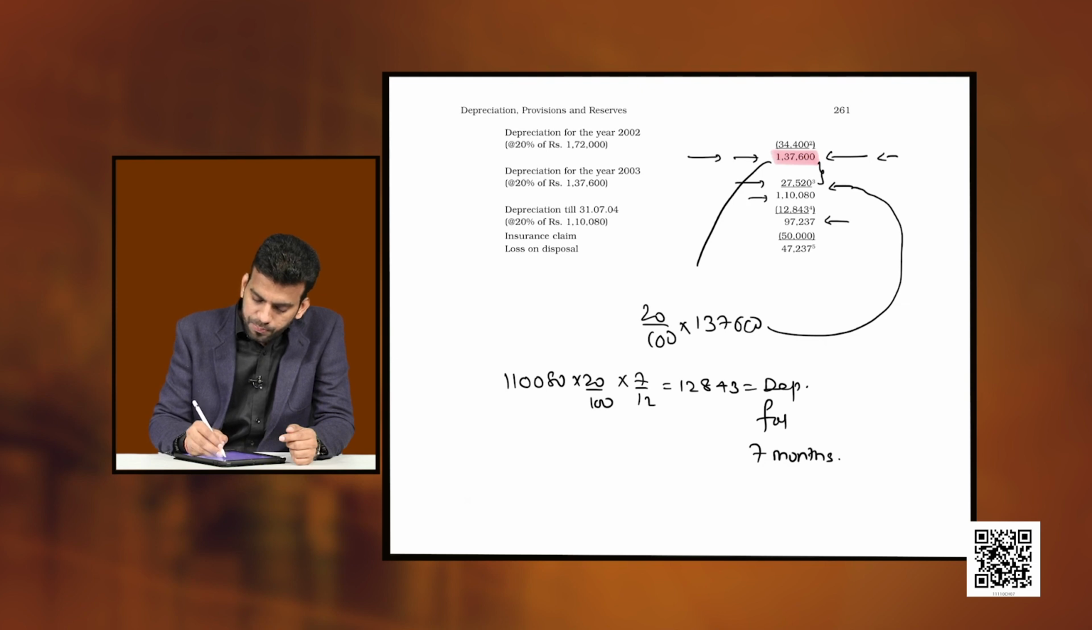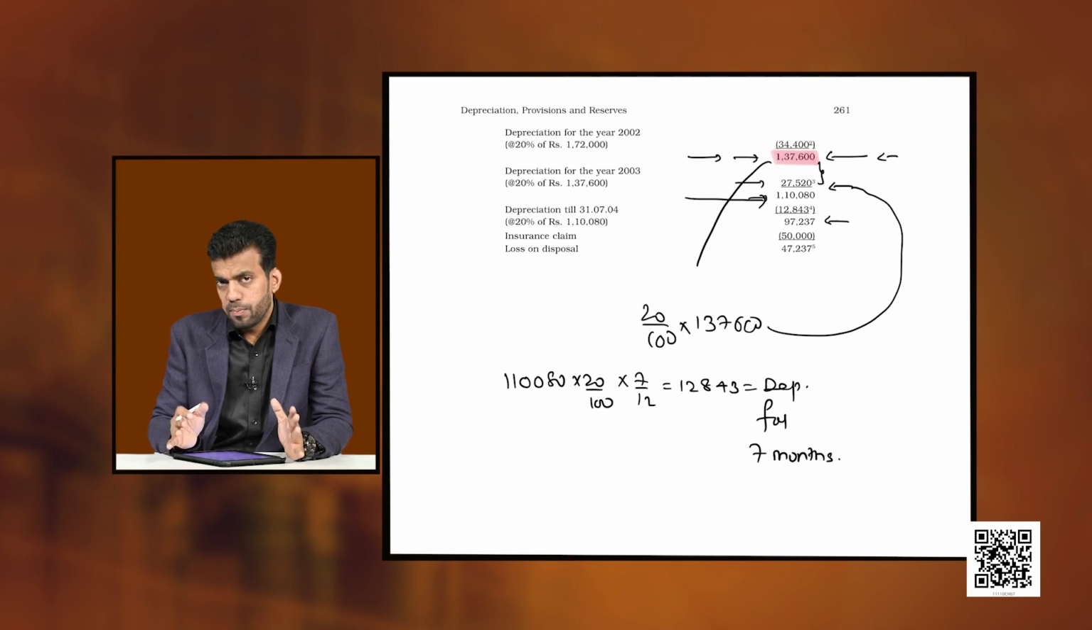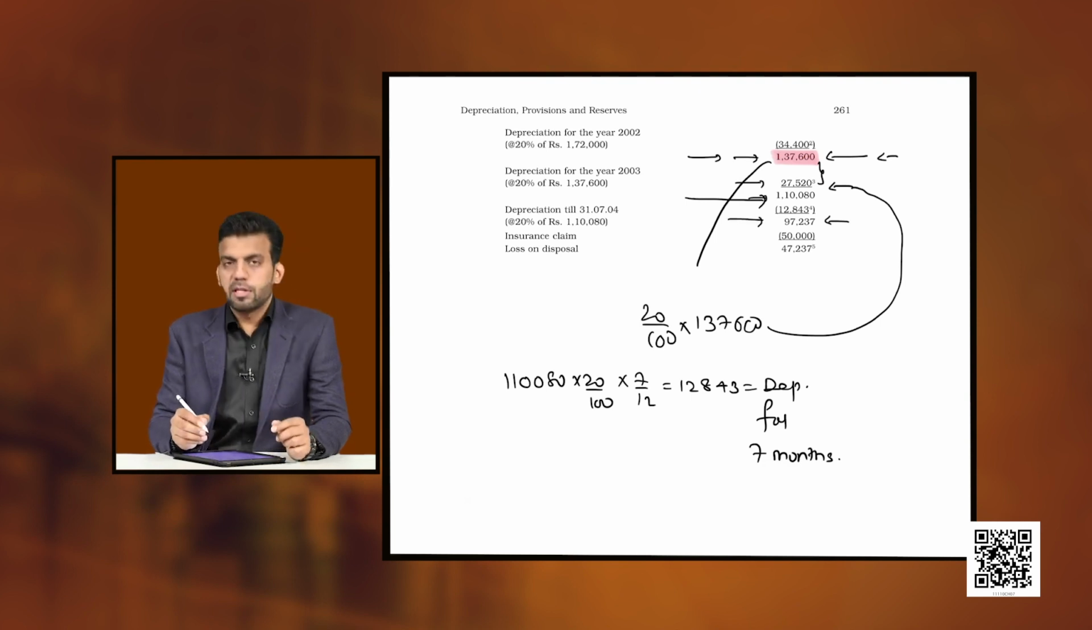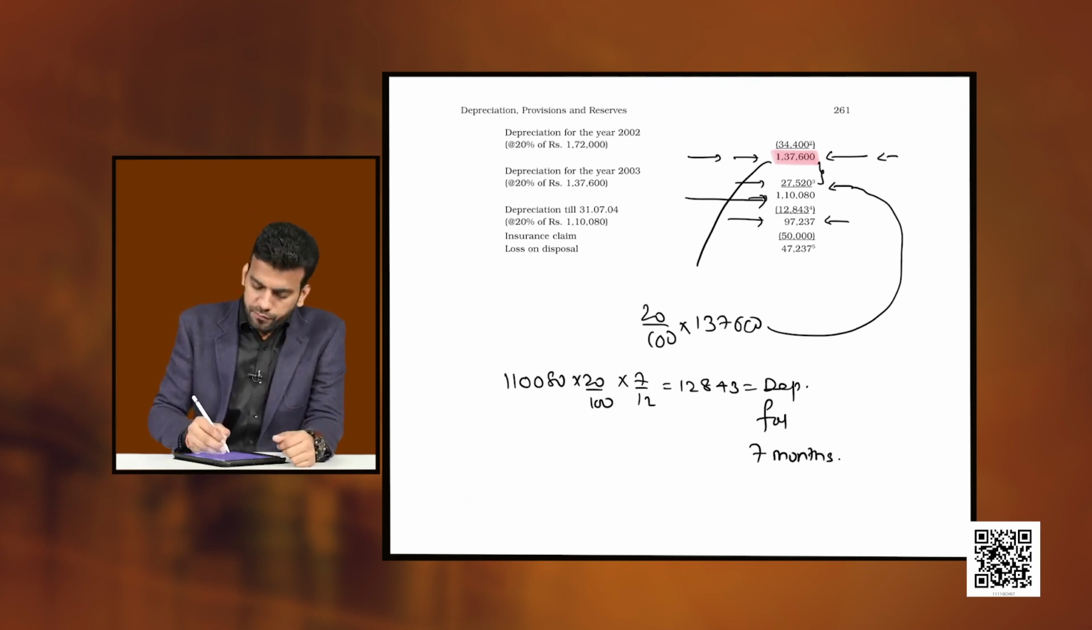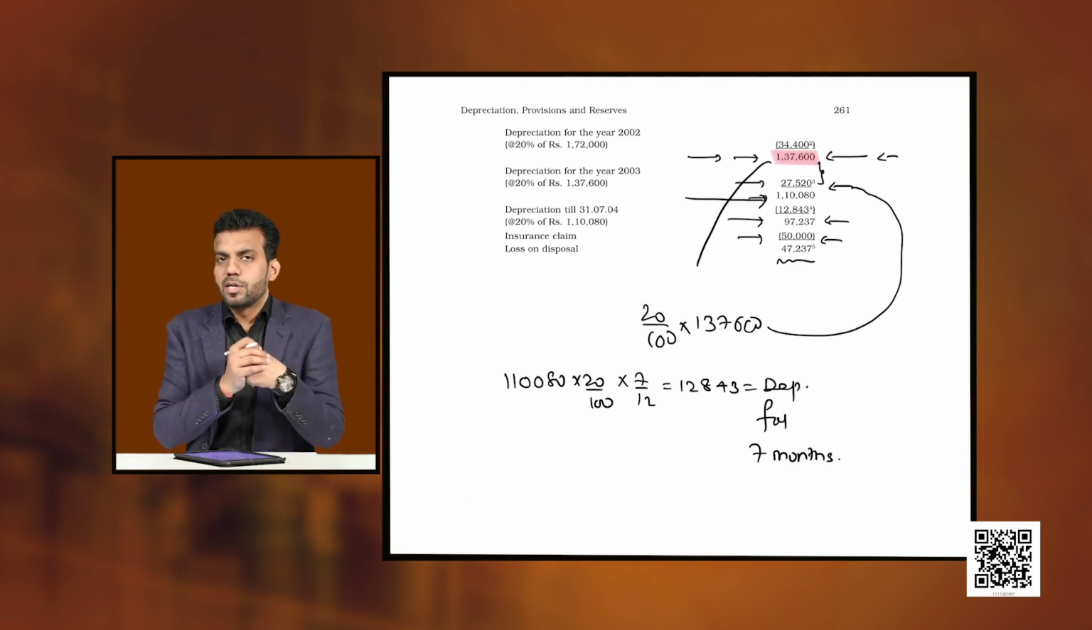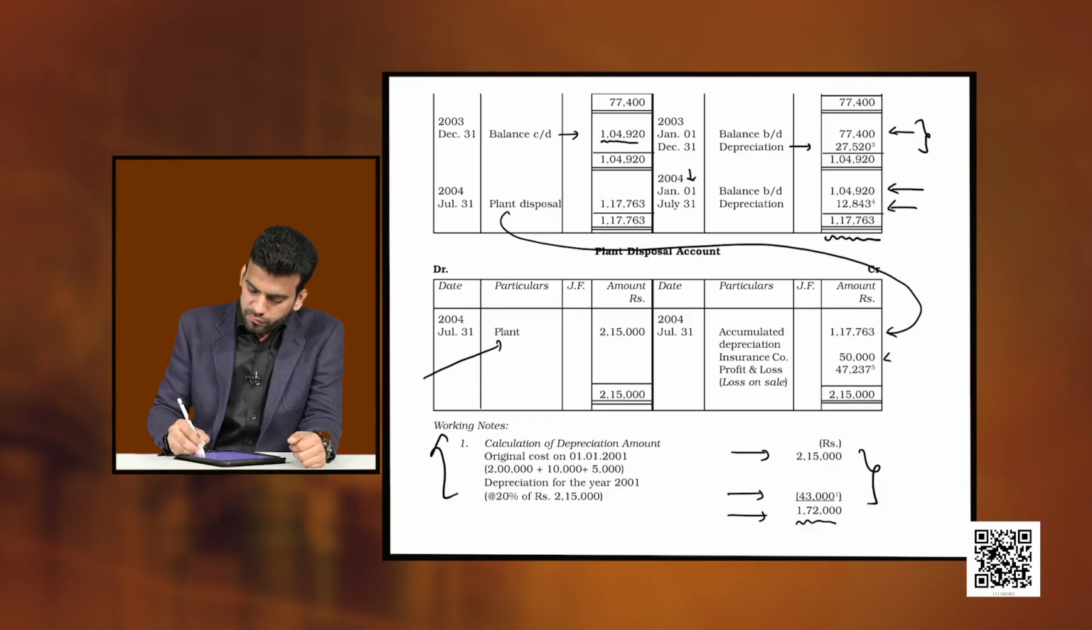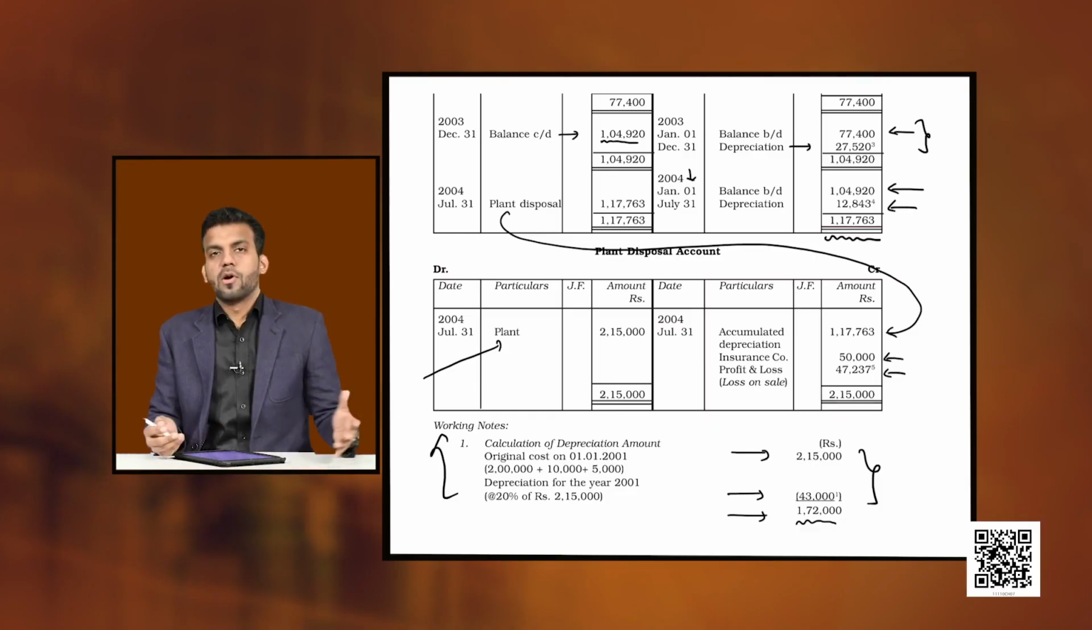What is this 97,237? The reduced value at the end of the third year was 1,10,080 rupees. Then 12,843 rupees depreciation is charged for the 7 months. Now the reduced value is 97,237 and you sold it for 50,000, and the remaining figure of 47,237 is your loss. So, here I show it in the asset disposal account. You sold it for 50,000 and this is your loss.